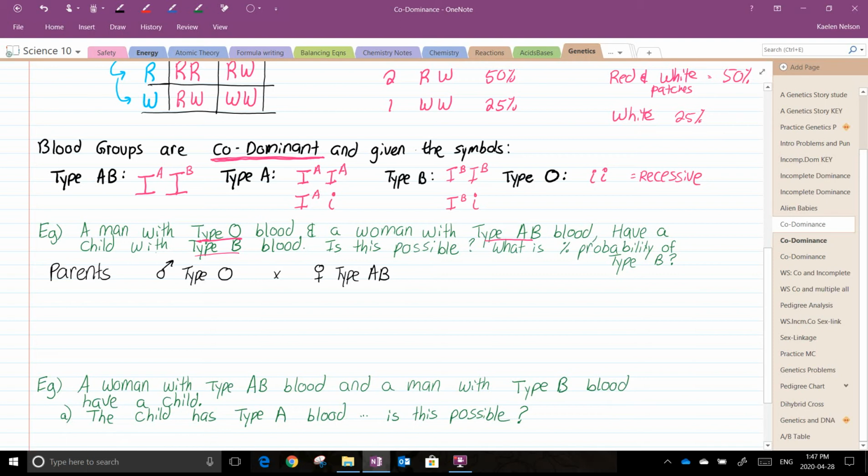Type O, if I look up over here, it's little i, it's entirely recessive. And type AB would be capital I^A, capital I^B. So these can go into a Punnett square. Going to have to write a little bit smaller in this one. On the top I have two little i's, and on the side I have a capital A gene and a capital B gene. So here are my offspring.